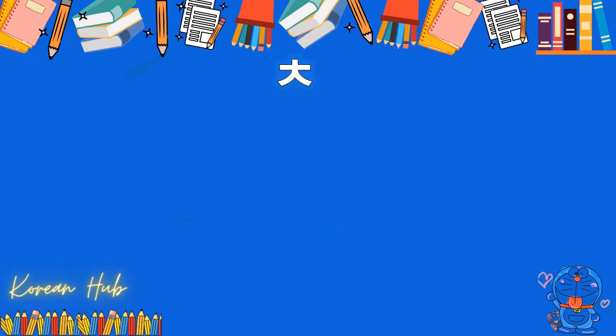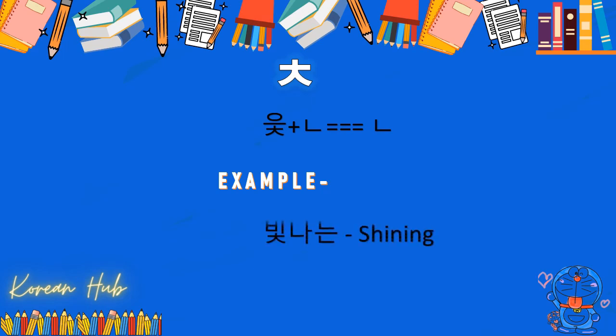The last consonant with which we will perform consonant assimilation is G-th consonant. When G-th consonant from the last place of the first character combines with Ni-th consonant from the first place of the next character, then their combination produces nu sound. For example, 빛나는.